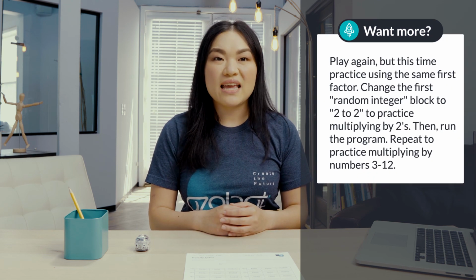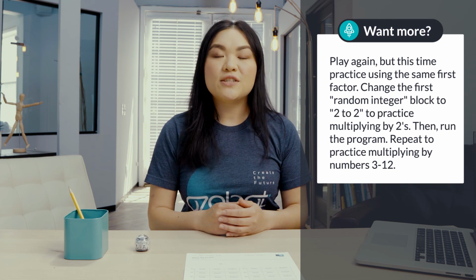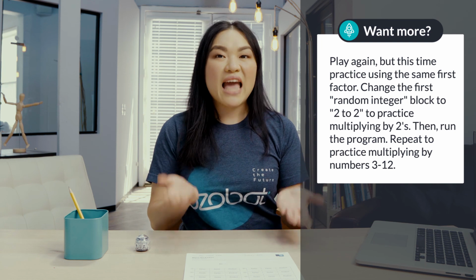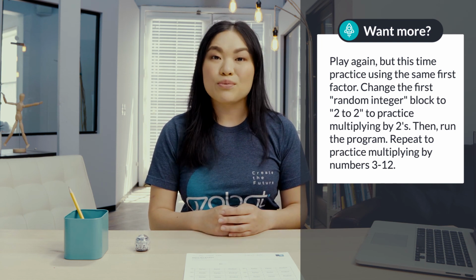Or you can play again, but this time practice using the same first factor. Change the first random integer block to 2, 2, 2 to practice multiplying by 2s. Then run the program. Repeat to practice multiplying by numbers 3 through 12.